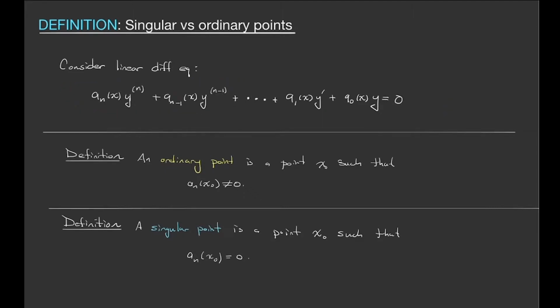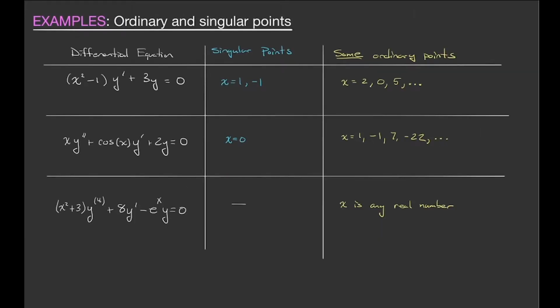Now let's look at examples where we find singular points. Here we have three different differential equations. In the first case, we have a first order differential equation. Now we look at the highest order term and we see what x values, or what independent variable values, we substitute in to cause that term to disappear. That is, what x values do we substitute in to get 0? And of course, that's just 1 and -1. Those are the only two singular points. There are many ordinary points.